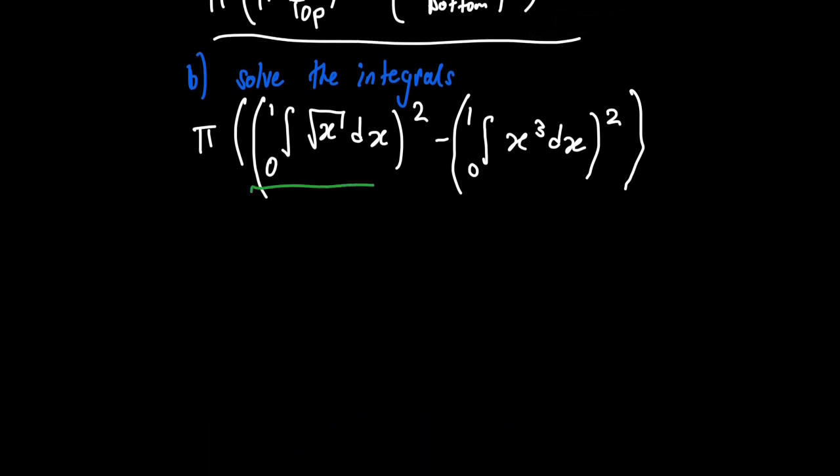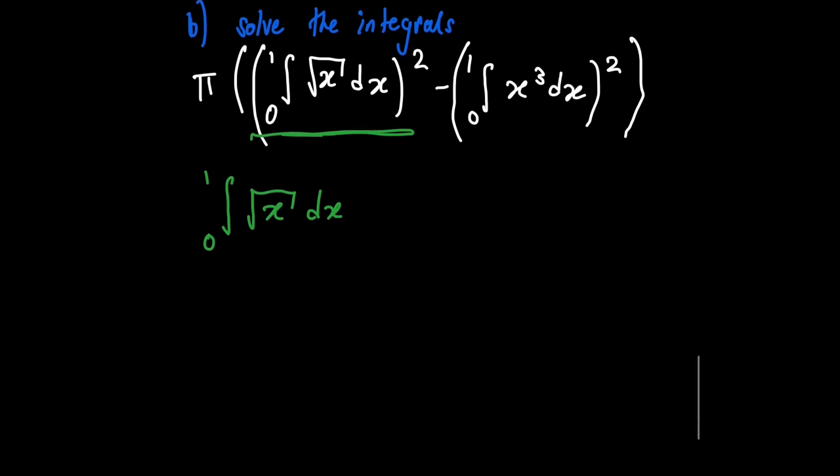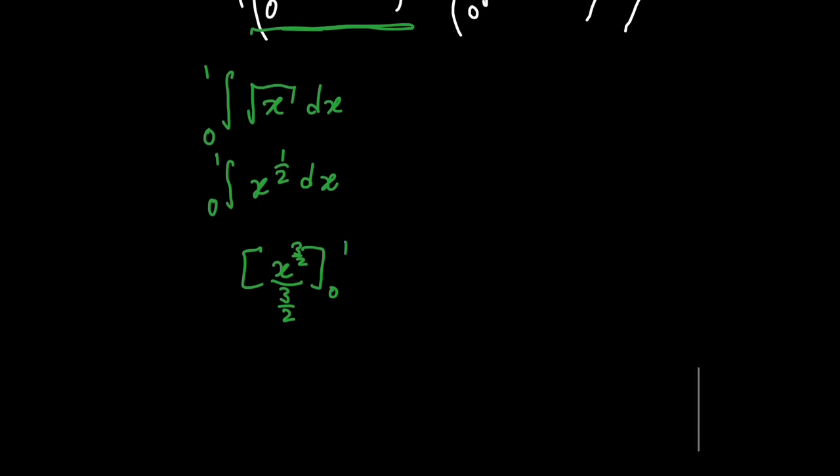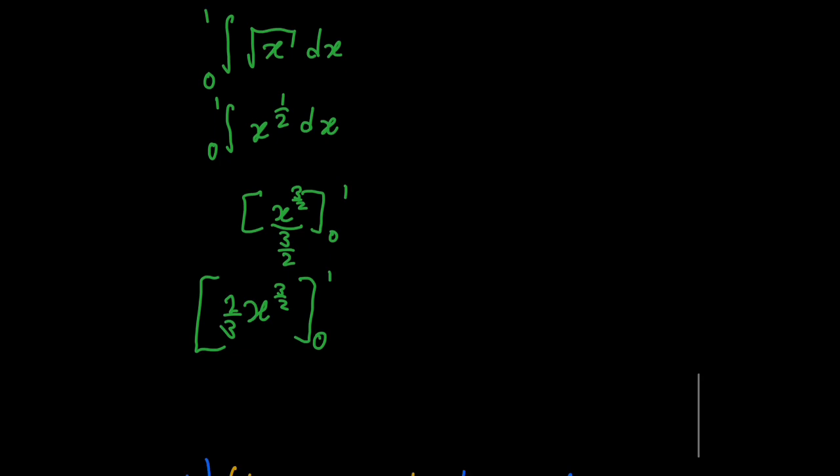Let's solve the leftmost integral first, and I'll put this in green. So you get the integral from 0 to 1 of square root of x dx. And then we can rewrite this as an algebraic expression. So we get x to the power of 1/2 dx. And then we use our inverse power rule. So you get x to the power of 3/2 divided by 3/2 from 0 to 1. And then we can rewrite this as x to the power of 3/2 times 2/3, because we take the reciprocal, from 0 to 1. And then we've got to plug in our values.